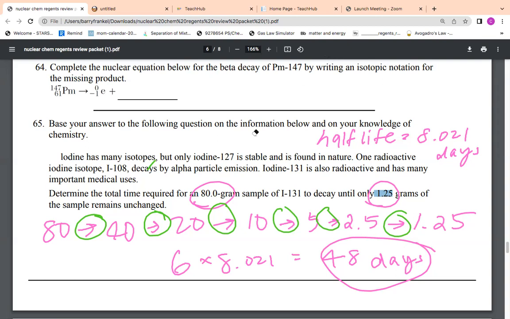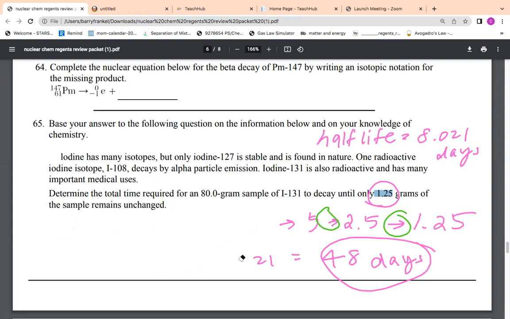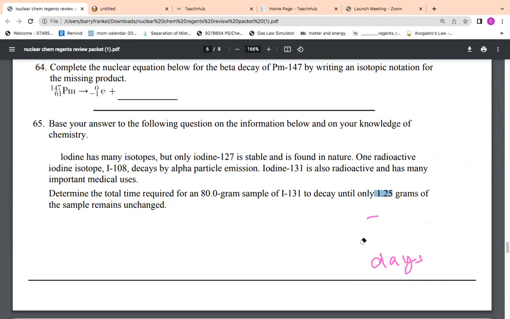Anywho. Excusez-moi. Lots of talking. Lots of talking. Alrighty. We're almost done.